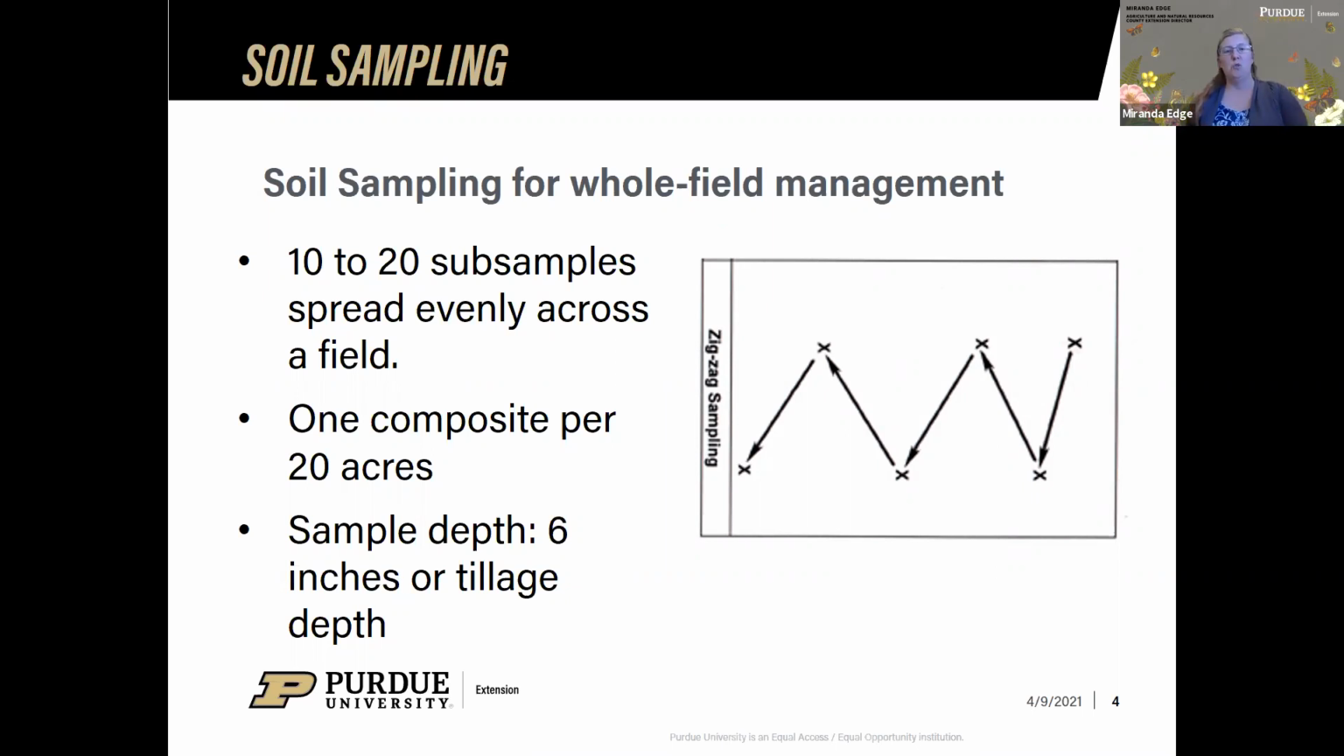Also be sure to use a sampling depth of 6 inches, or tillage depth, so that you're getting a full range of your root system, and the health of the root system and the whole soil health are looked at within that particular sample. Next slide, please.